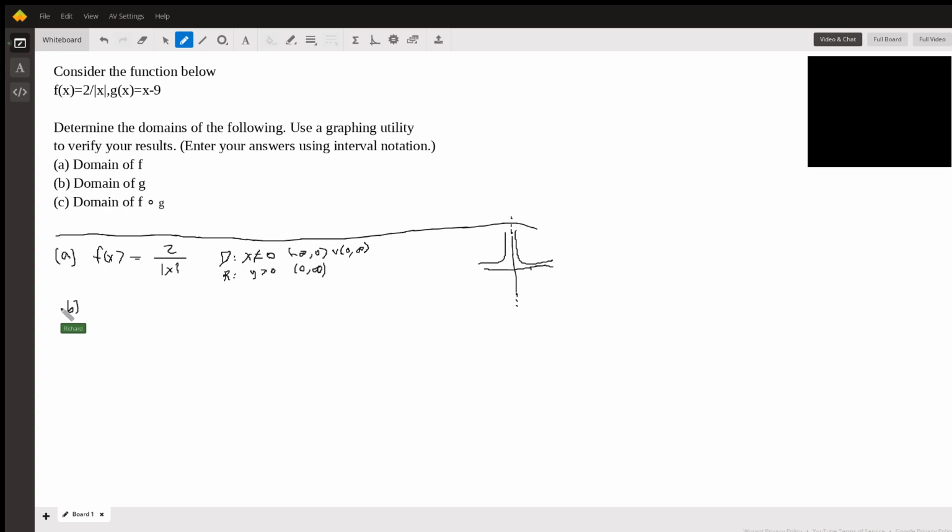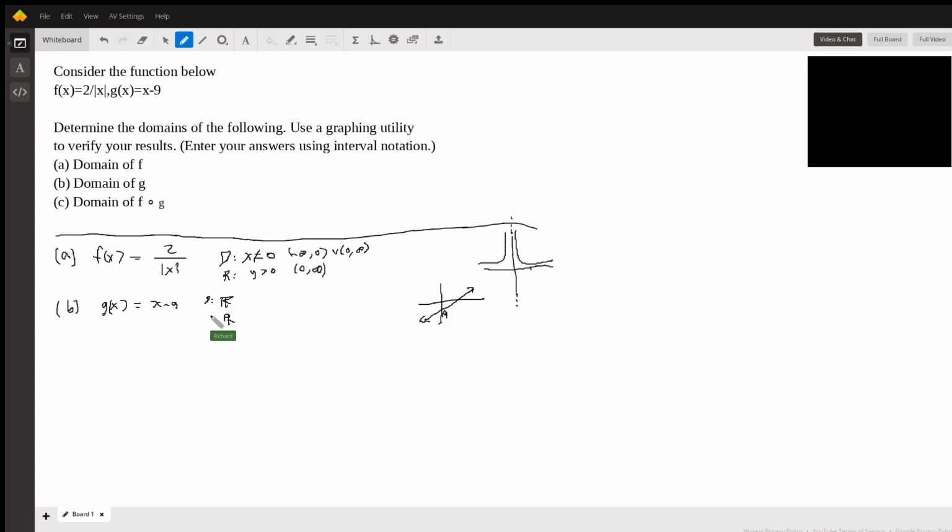Okay, so b, g of x is equal to x minus 9. Well, that's just a straight line. So here's x minus 9 here. So negative 9 is the y-intercept. So the domain is all real numbers, and the range would also be all real numbers.